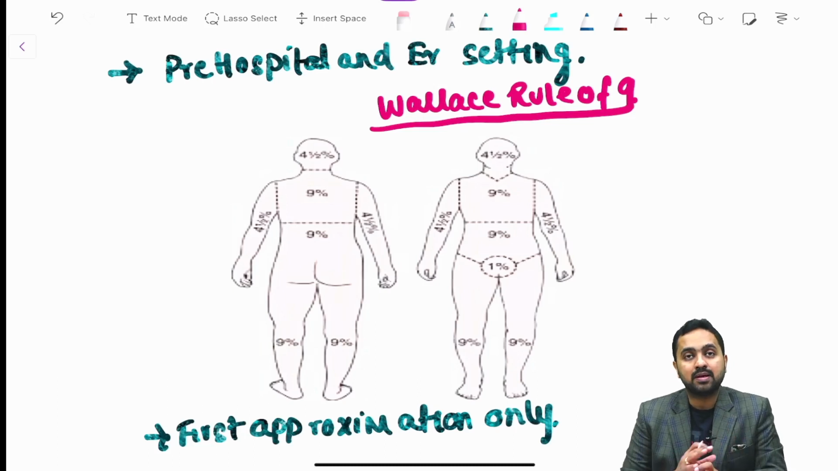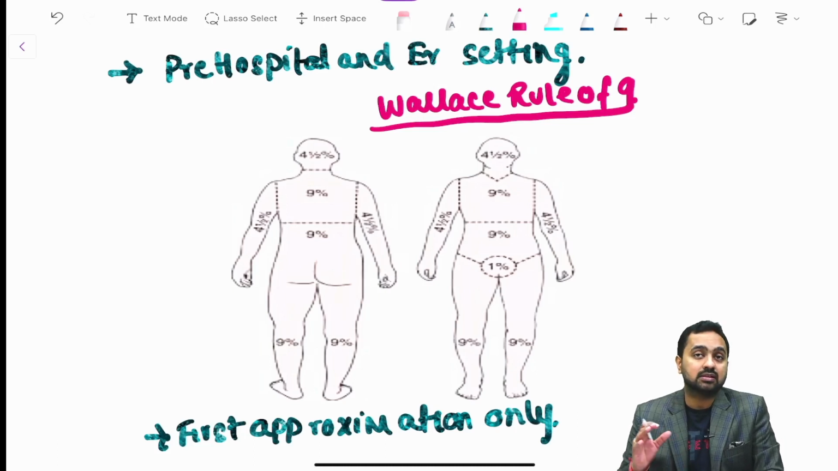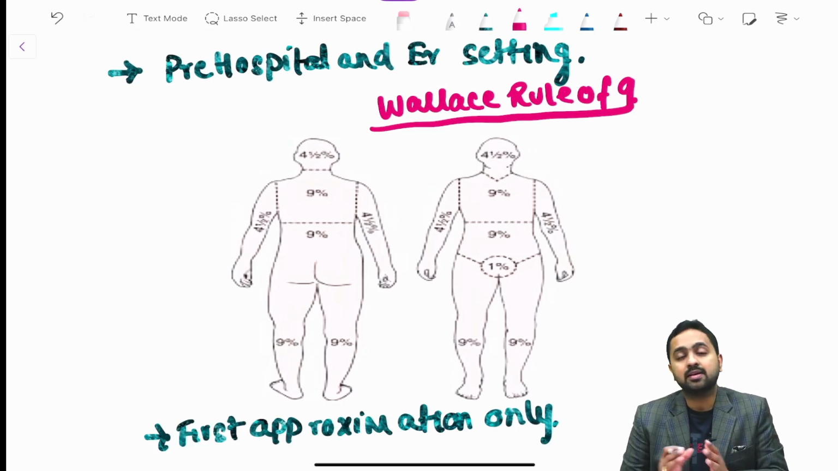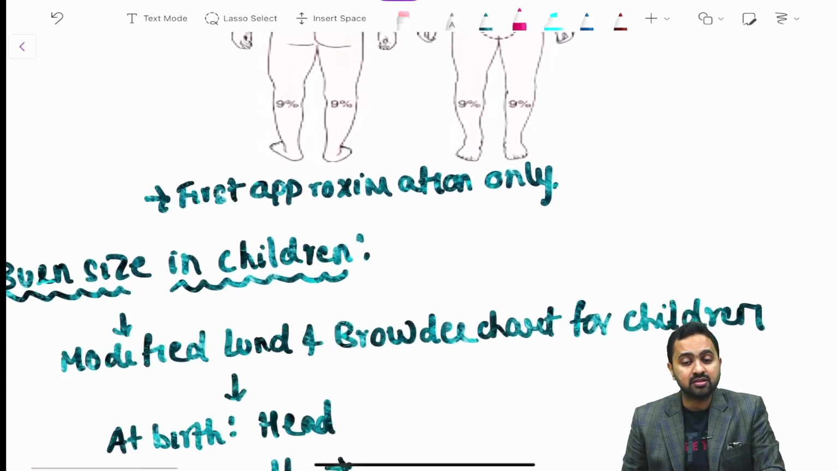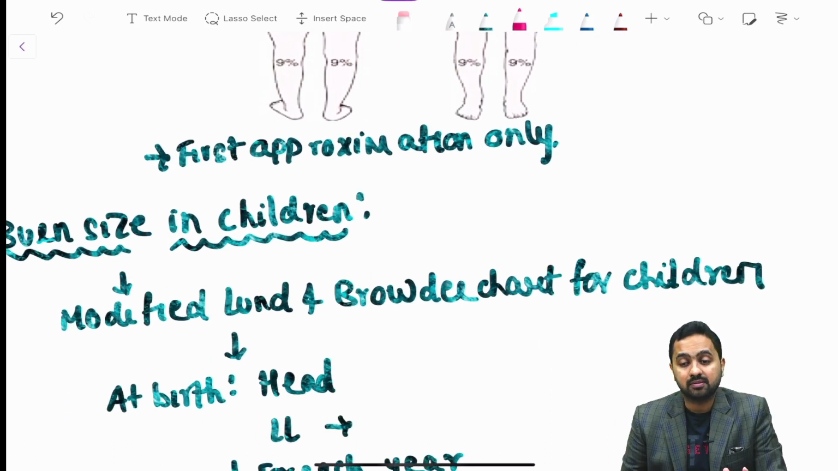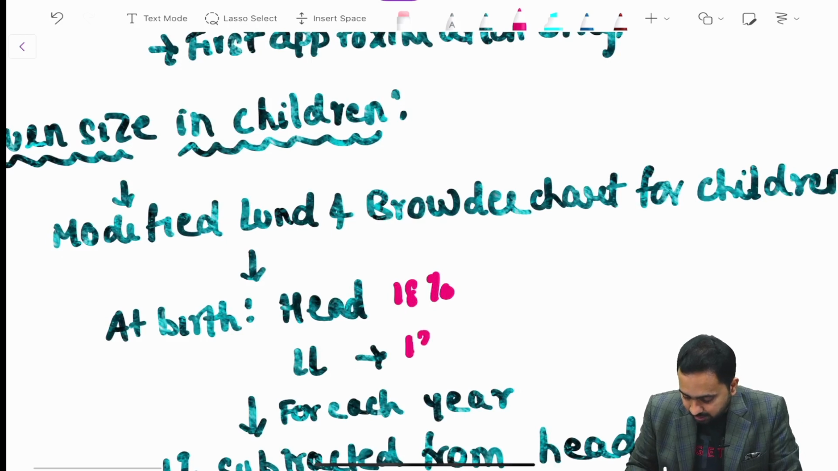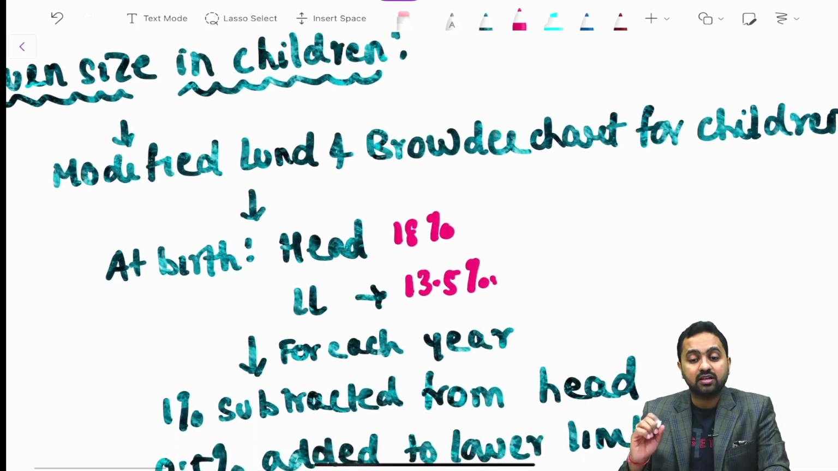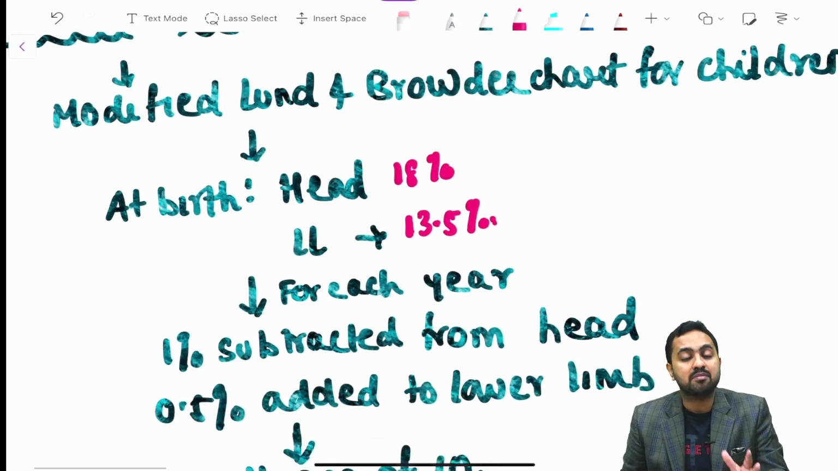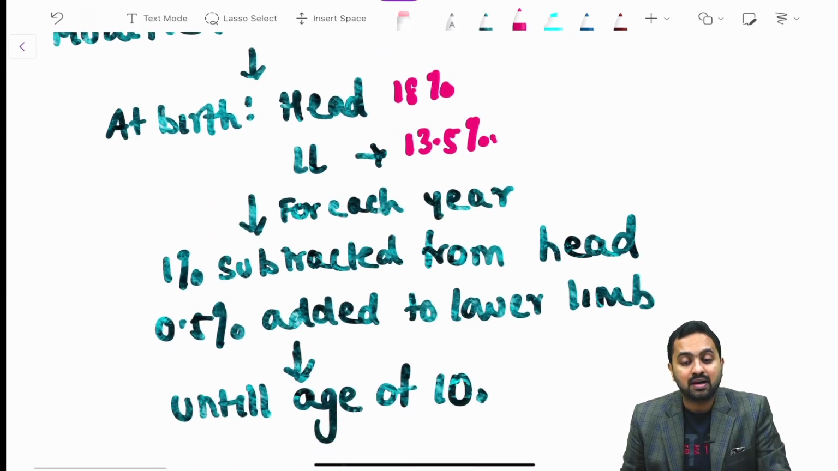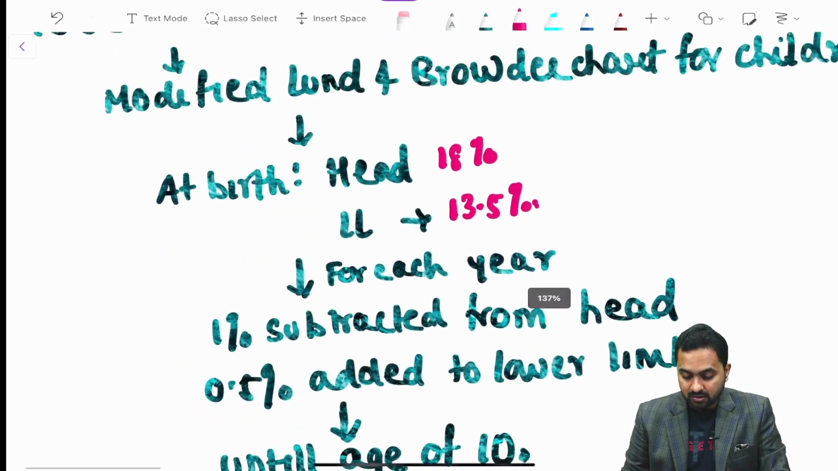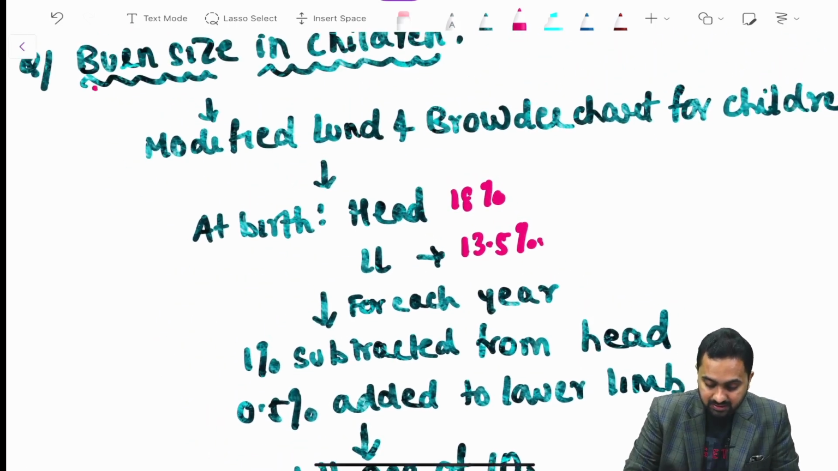So please remember that you might get a clinical scenario question where they would mention the area involved, from which you need to calculate the percentage of total body surface area and calculate your fluid requirements. Now regarding burn size in children, it is again done with the help of the modified Lund and Browder chart for children. At birth, the head is around 18% and the lower limb is 13.5%. Now for each year, 1% is subtracted from the head and 0.5% is added to the lower limb until the age of 10 years. So please remember this assessment of burn size in children.